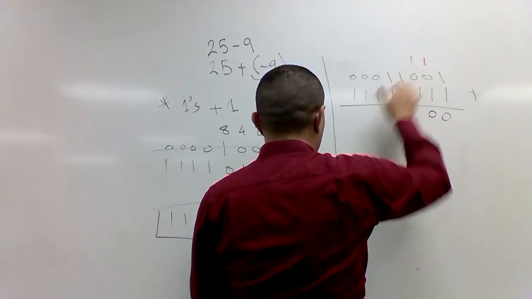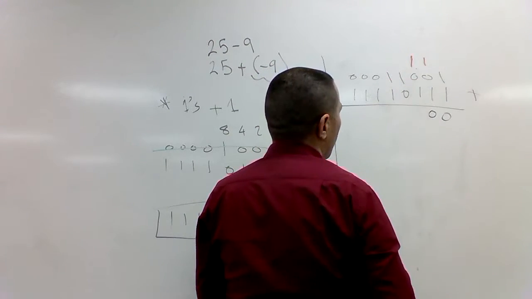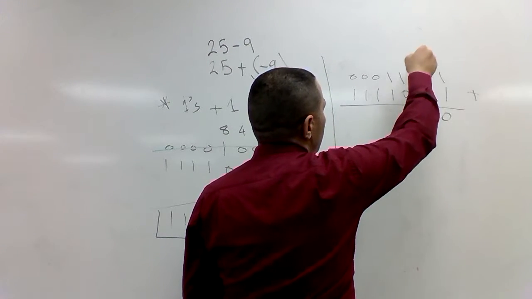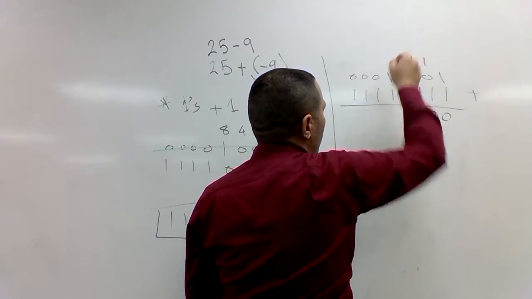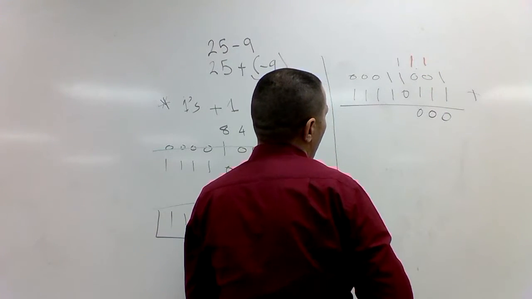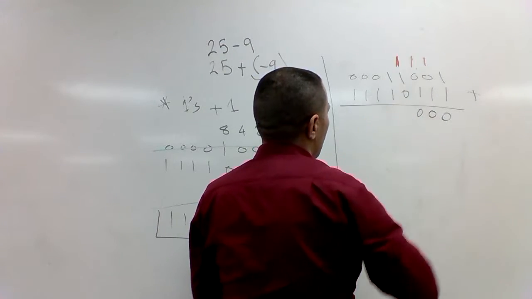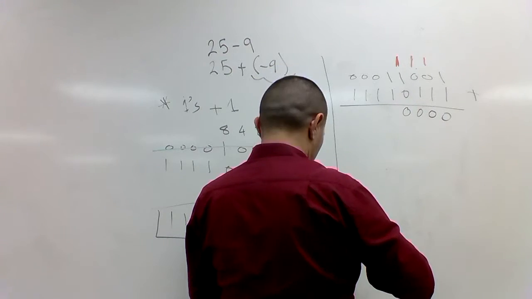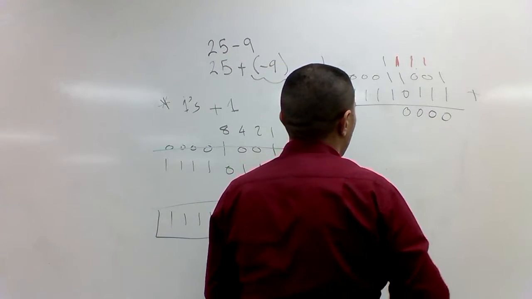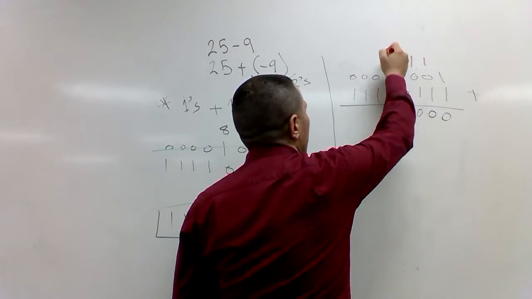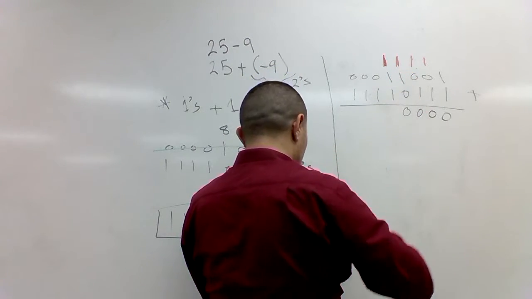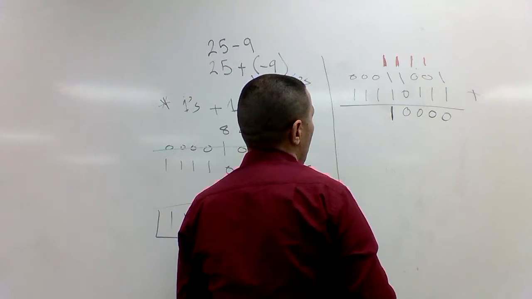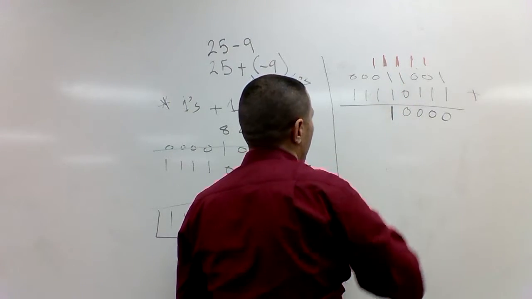I have a carry of 1. Let's put the carry in red there. And now I have 0 also. 1, 10, 0. And this is going to be 1 and 1, 0. And I have an overflow. 1 and 1 plus 1 plus 1. This is going to change to 1. And I have an overflow, or carry, of 1.